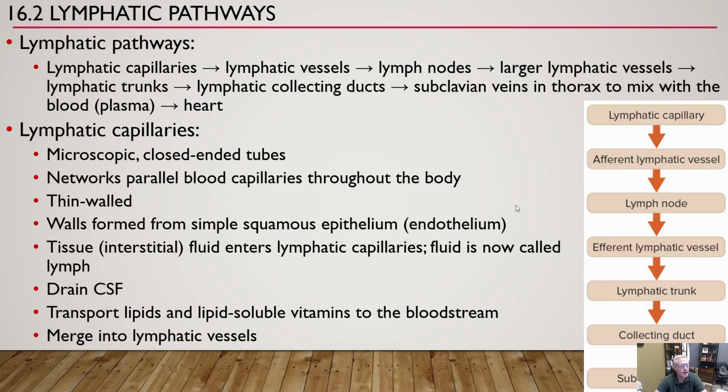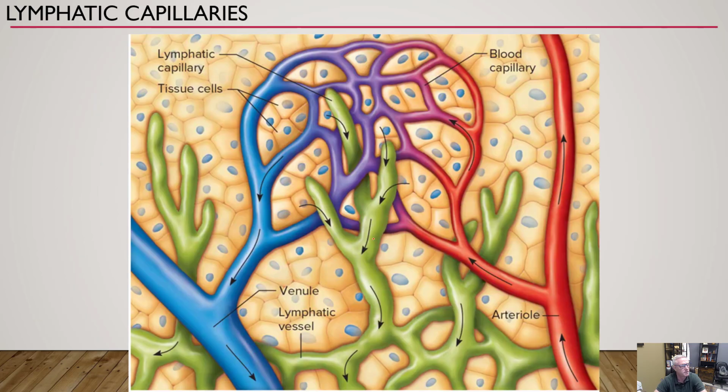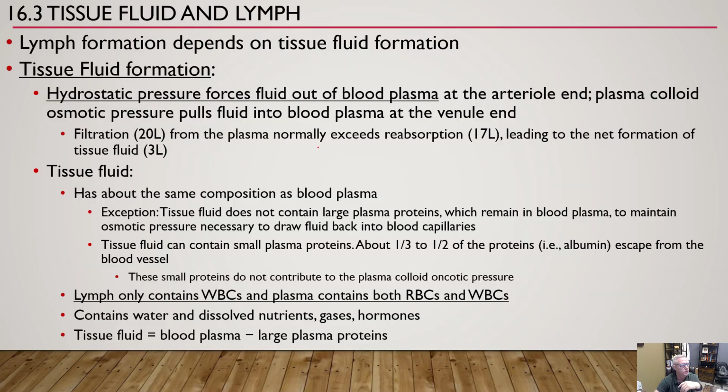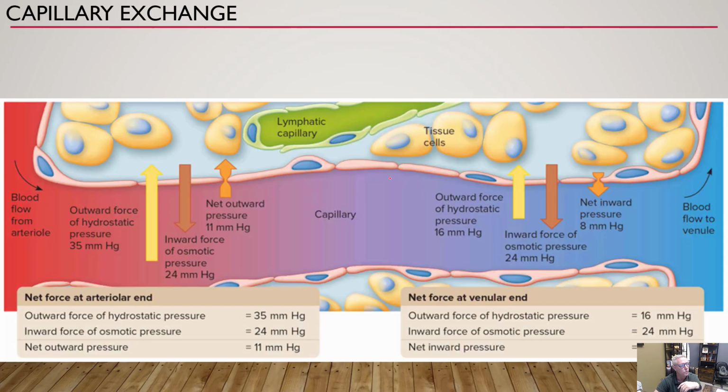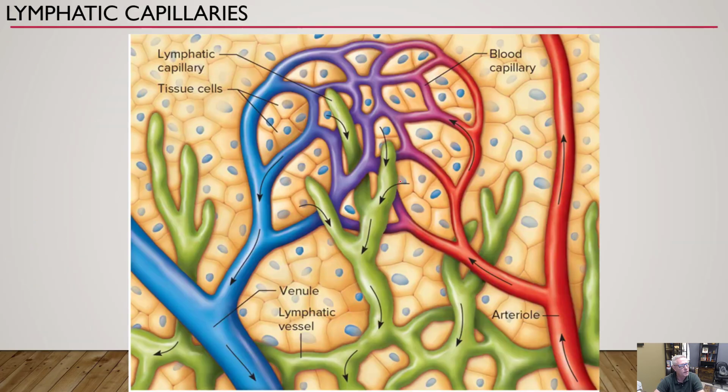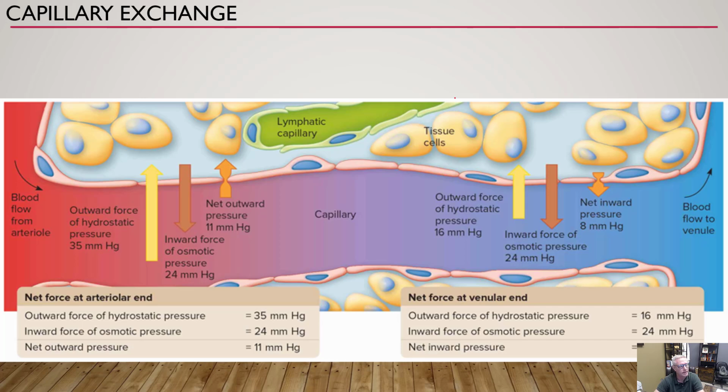If we look at this picture, and I'm advancing the slide a little bit, you can see how the lymphatic system is really intertwined with this capillary system, or the cardiovascular system. This is the site where we had that slide that we'll look at again, that has the 20 liters and that 17 liters with an overall 3 liters.